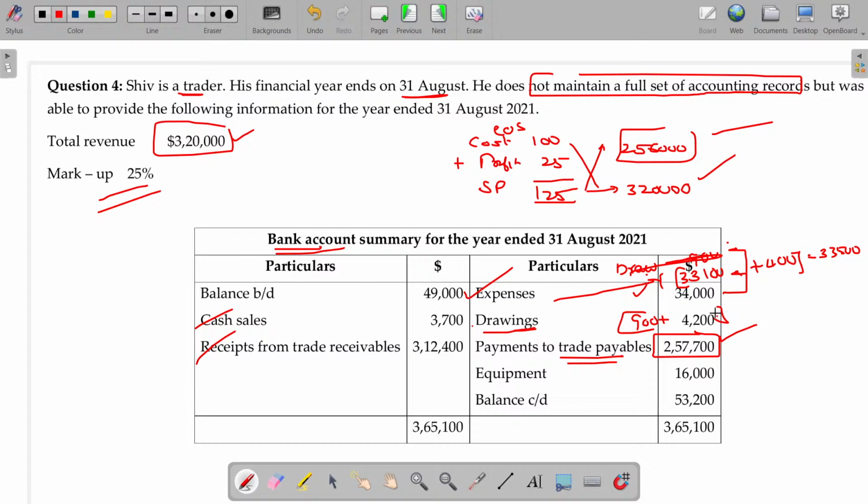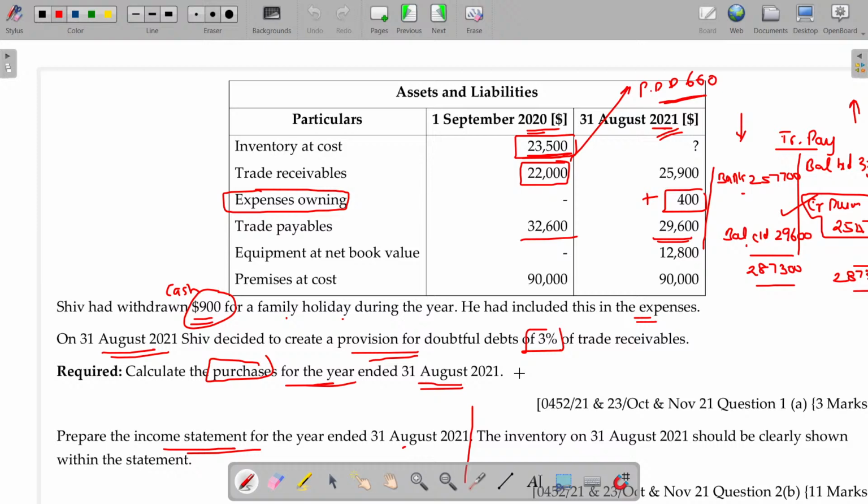And payment to trade payables, equipment, these are the assets. Inventory at cost, trade receivables, trade payable, this is already included. Equipment, premises at cost, everything is okay. Not related to any expenses here.